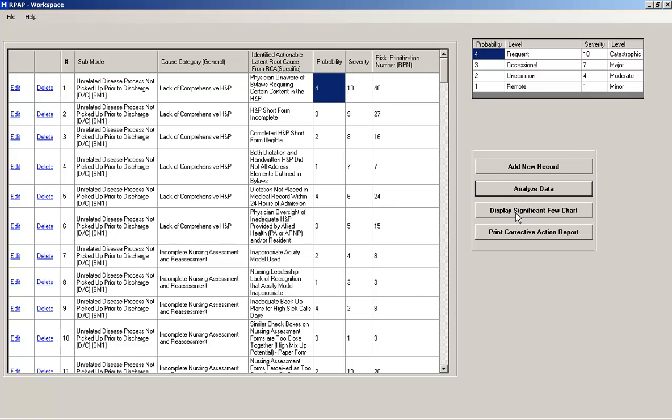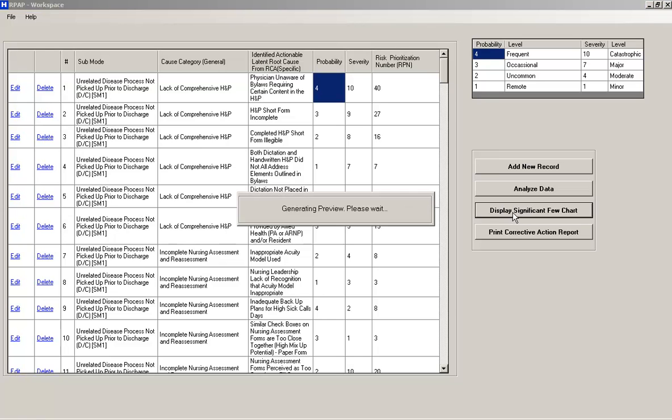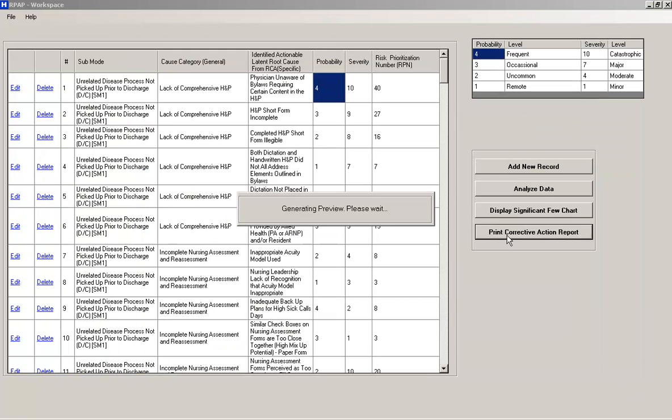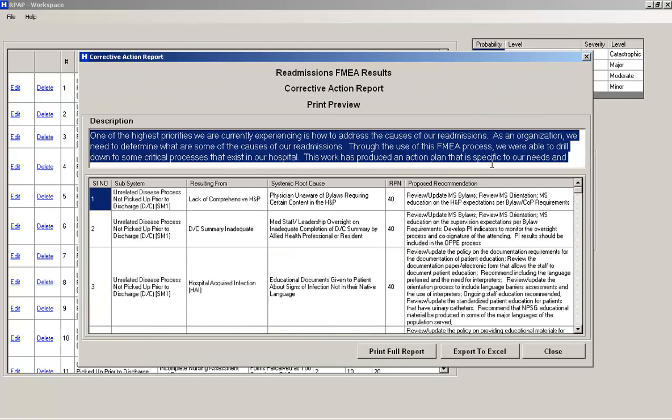I can display my significant few chart. This will display the results of our evaluations and identify the green ones in this case that represent 80% of our risk and or losses. Then I can go ahead and print my corrective action report.